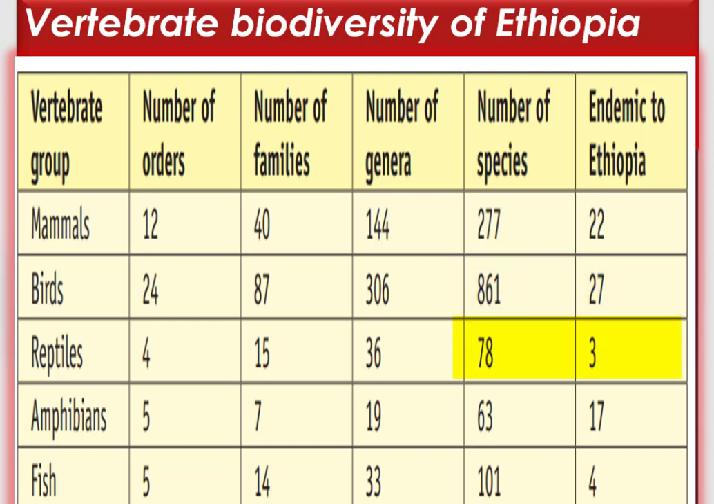Number of species of reptiles are 78 and 3 of them are endemic. Number of species of amphibians are 63 and 17 of them are endemic to Ethiopia. Number of species of fishes are 101 and 4 of them are endemic to Ethiopia.